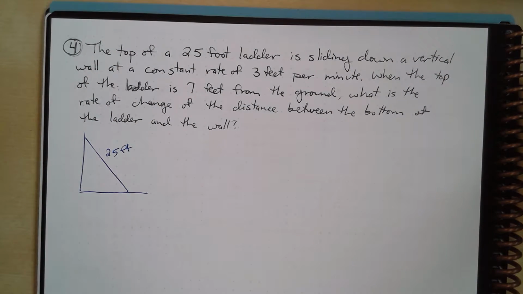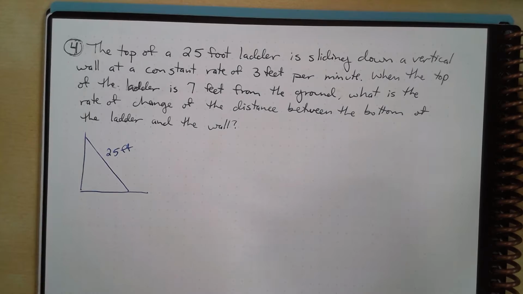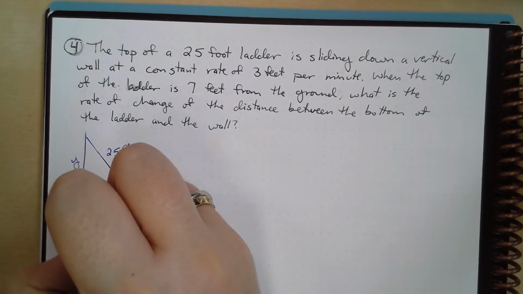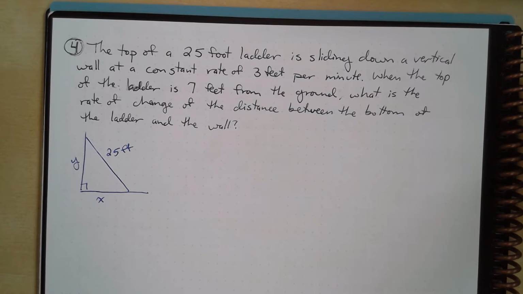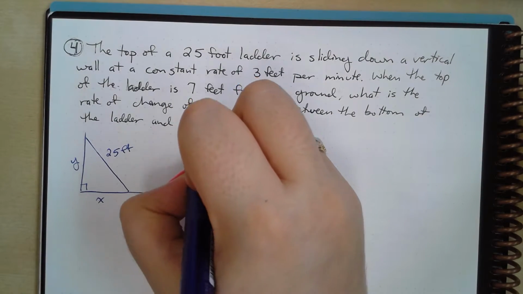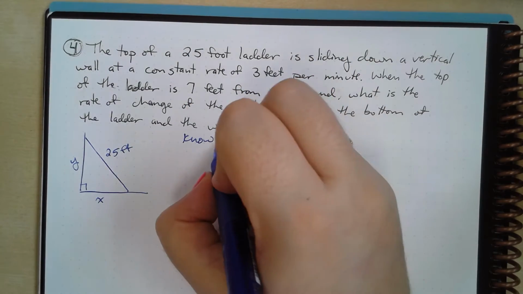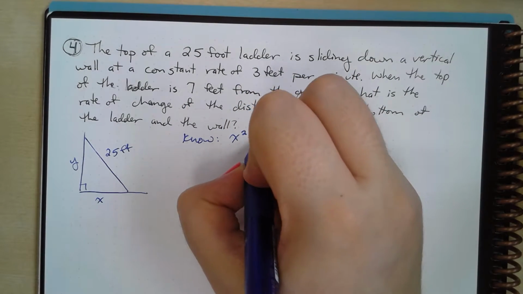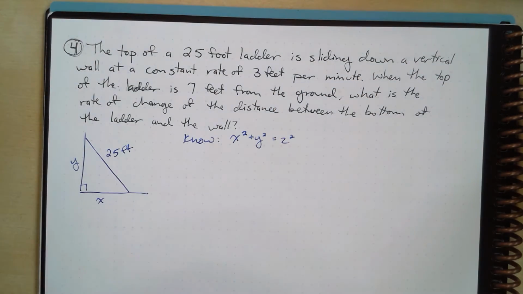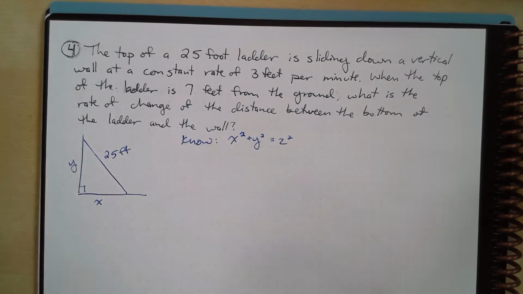It's sliding down a vertical wall at a constant rate. Well, you can see here that I've got a right triangle. So I'm going to call this my y, my x, just lining up with my axes. And I know that for a right triangle, x squared plus y squared equals z squared, or a squared plus b squared equals c squared. You can do it however you want.